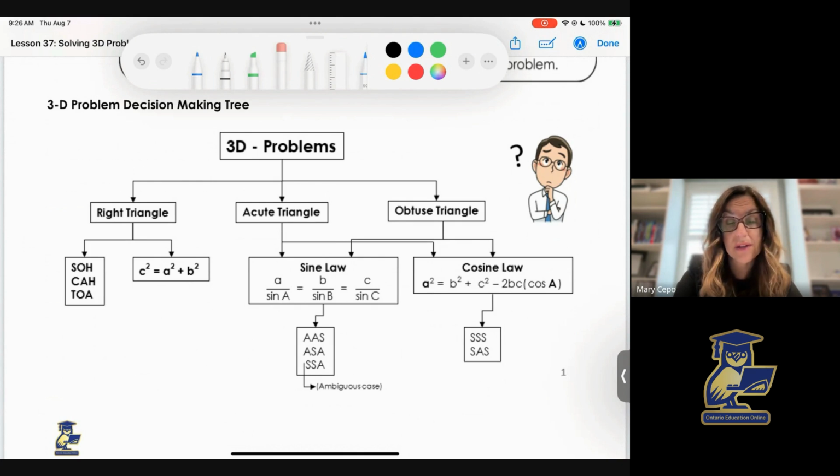Now, with that in mind, as I mentioned earlier, in order to quickly decide which law to use, think of cosine law if you're given all three sides or two sides and the angle that they make. So two sides and the contained angle, that would be cosine law. Otherwise, you're using the sine law. So let's put that into action.